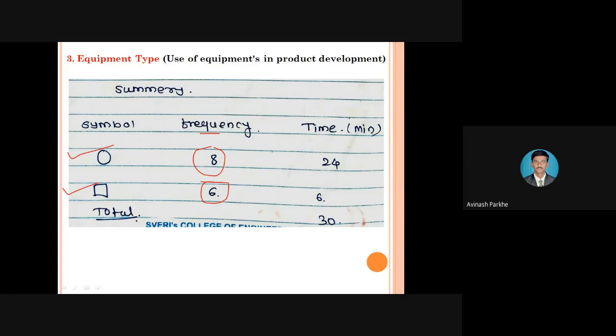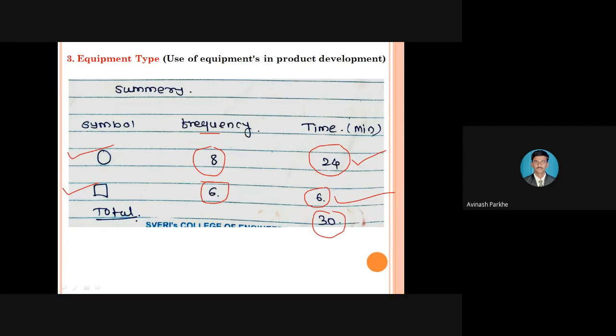But to perform the operations, how much time is required? A total of 24 minutes are required to perform the operations, and a total of 6 minutes are required to perform the inspection. That means maximum time is required for the operations, and less than that, only 6 minutes are required for the inspection, and a total of 30 minutes are required to convert the raw material into the finished products or the finished goods.